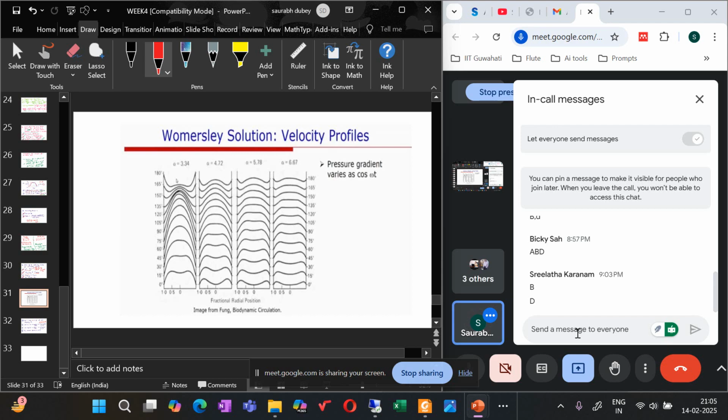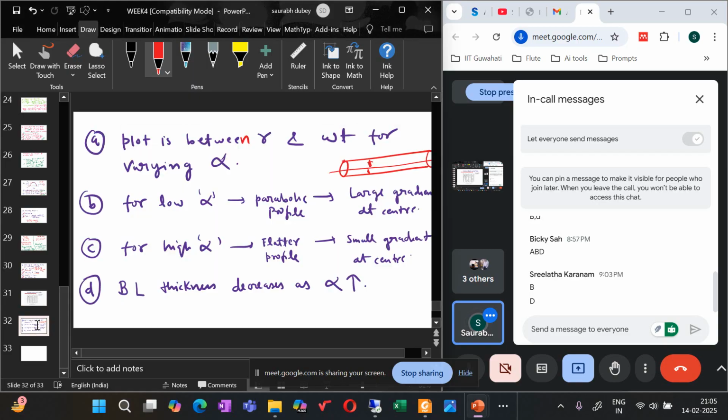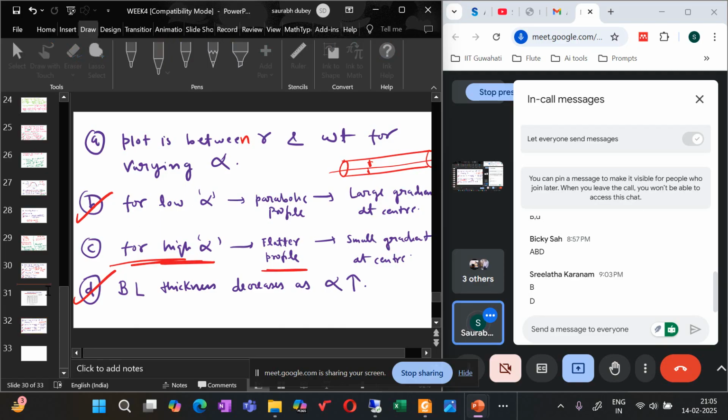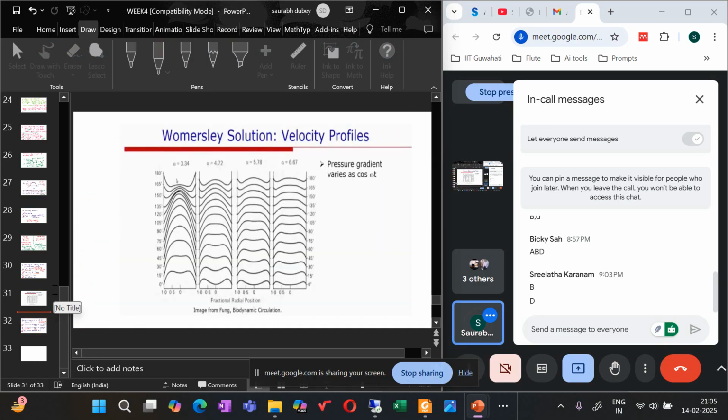So please look at this, and B and D is correct. So it's like already over 9. Let me just tell you. B and D options are correct, so 3 is correct. But other than that, as I told, for higher alpha, the flatter profile. So what I was saying is, you see now, this is flatter profile.